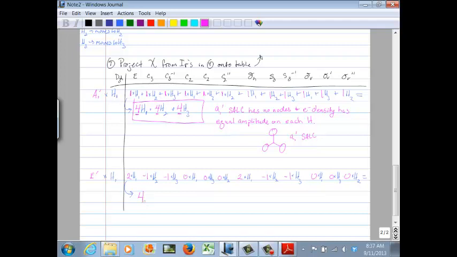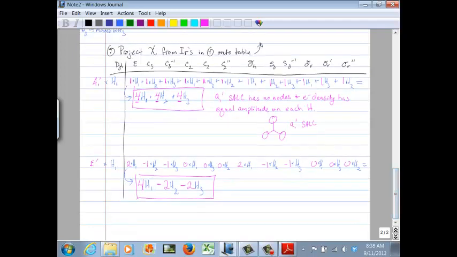There are 4 H1s. How many H2s are there? Yeah. So now we subtract 2 H2s. And what about H3? Yeah, also a -2. So H3. Okay, so this is what's going to give us some clues about what the two different E prime SALCs are going to look like. So what can we tell from this?